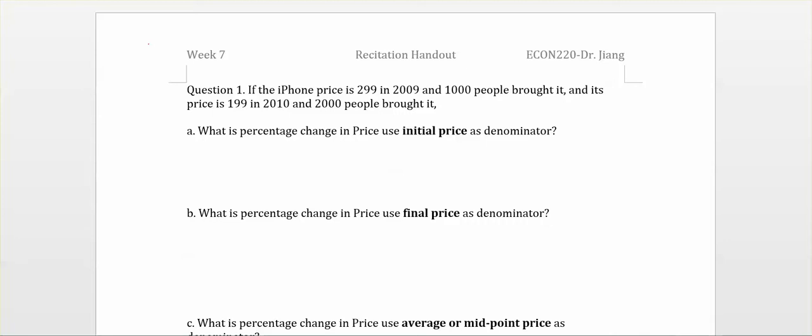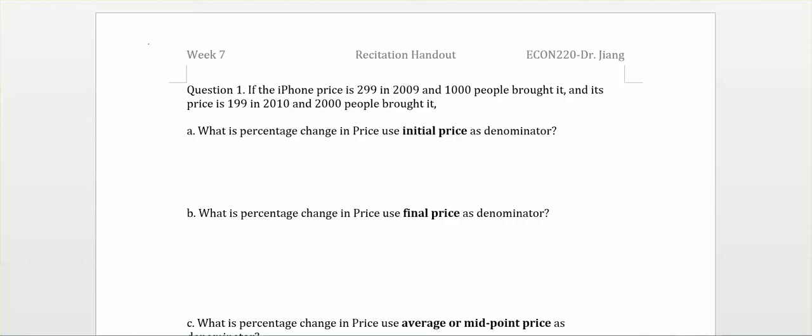First, if you look at the question, you can find that when the iPhone price decreased from 299 to 199, the demand increased from 1,000 people to 2,000 people. So this is following the law of demand: the price decreases, the demand will increase. And second, we didn't ask for the price elasticity of demand, but just ask for the percentage change.